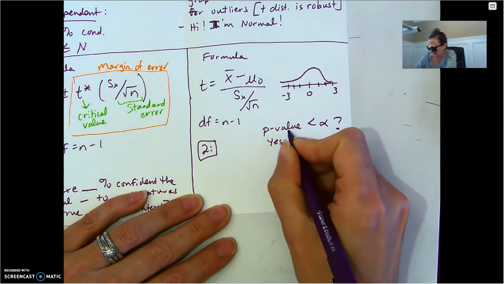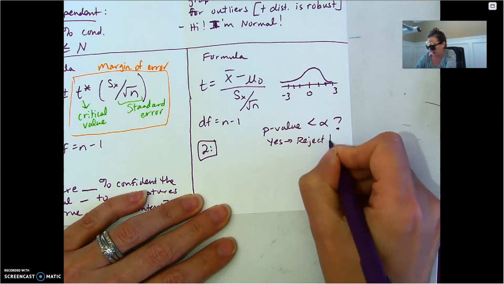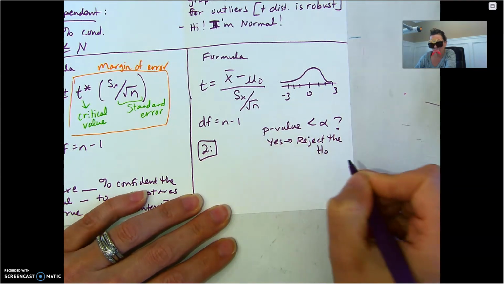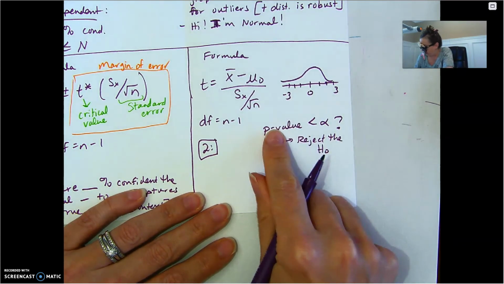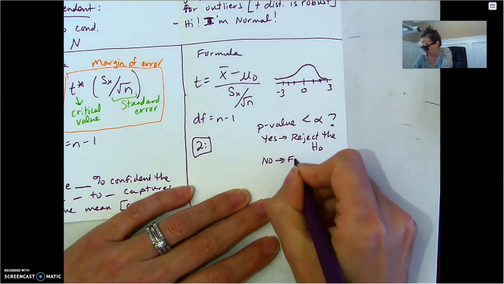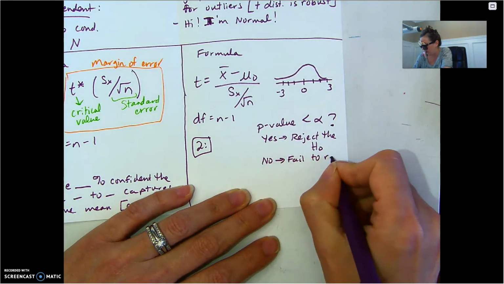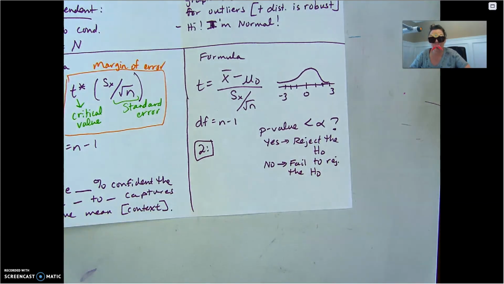If you say, yes, my p-value is smaller than the alpha, then we get to reject the null hypothesis. Let's be proper. If our p-value is not smaller than alpha, then we don't have anything significant. We would fail to reject the H-naught. Remember, we never ever accept the H-naught. We only fail to reject it. We don't have evidence right now, but that could change tomorrow. If I take another x-bar, maybe I'll have the evidence.